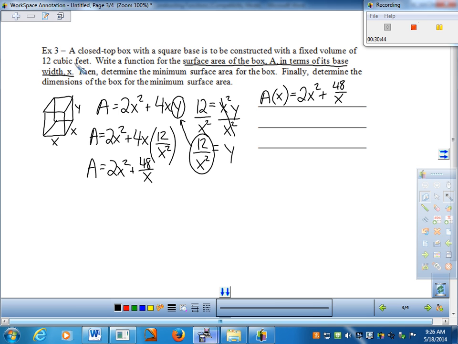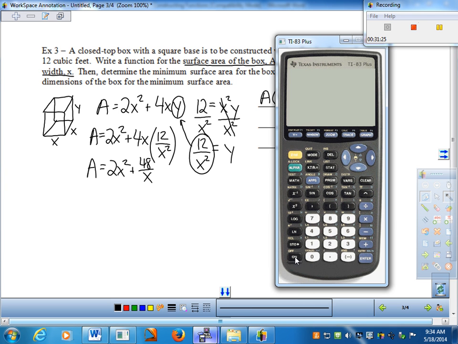All right, well, let's graph. So go to your y equals if you would. Let's clear that out, and let's type it in, 2x squared, and how about 48 over the x? Something like that should suffice. And again, guys, you're going to go to window. You're going to play around with it, see what you can do. Just look at the numbers here. Think about what you see in the problem.